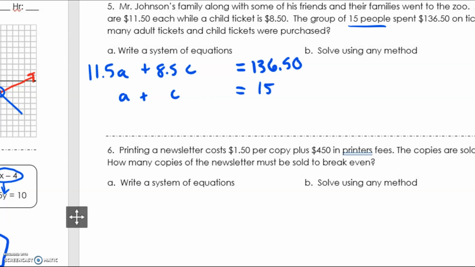You can solve using any method you'd like to. I would recommend trying elimination or substitution. I would not try to graph these. I'm going to go with elimination. Everything's kind of stacked up and lined up for elimination. I won't have to rearrange anything, but I will have to make sure that one of my variables eliminates. So I am going to eliminate my C's. I'm going to multiply the bottom equation by 8.50 so that the C's will eliminate.